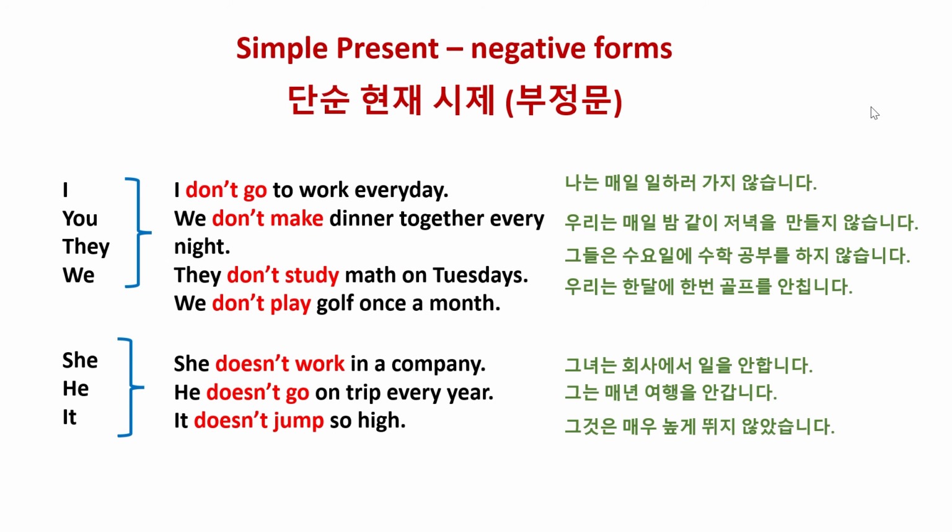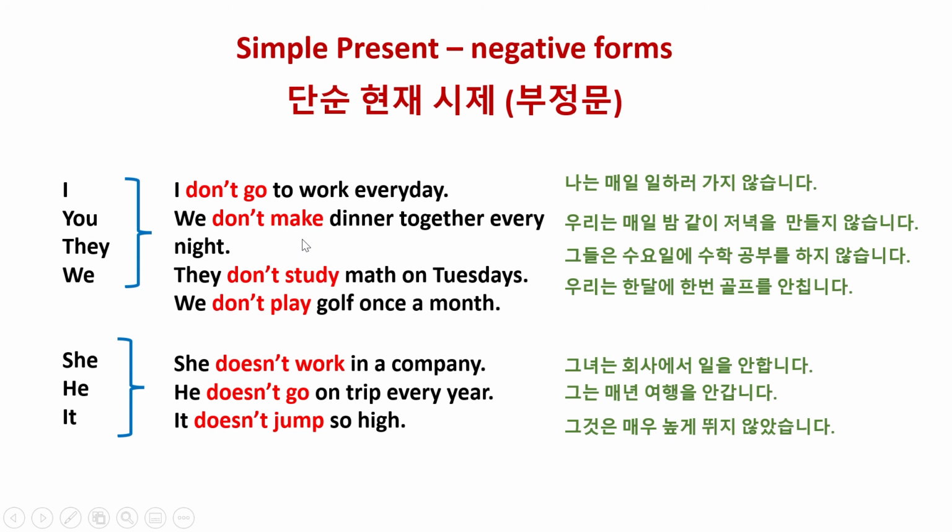Now let's talk about other types of verbs, such as go, make, play, jump, study, come, and so on. For such verbs, according to the subjects, we have different rules. For the subjects I, you, they, and we, we use don't and then our verb. For the subjects she, he, and it, we use doesn't and then the main form of the verb again. So let's go through some examples.